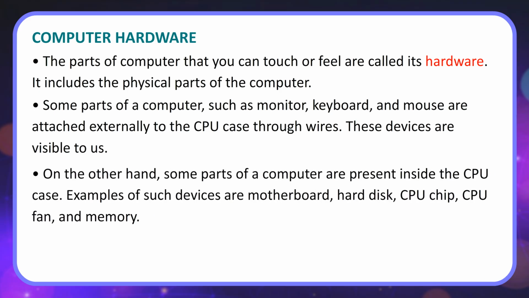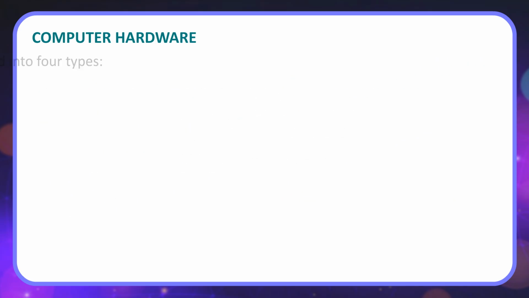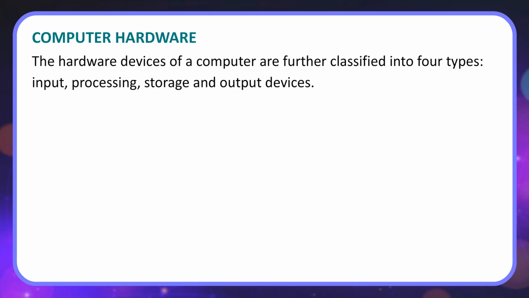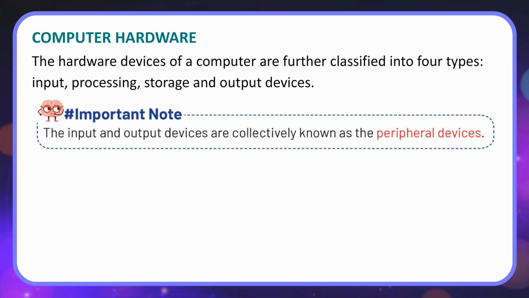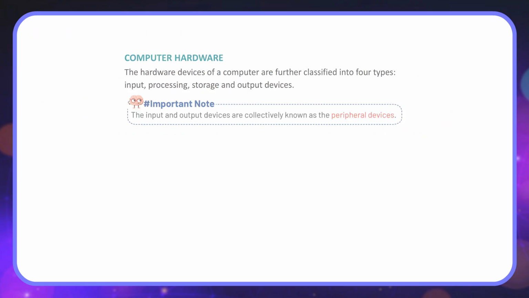On the other hand, some parts of a computer are present inside the CPU case. Examples of such devices are motherboard, hard disk, CPU chip, CPU fan, and memory. The hardware devices of a computer are further classified into four types: input, processing, storage, and output devices. Important note: the input and output devices are collectively known as the peripheral devices.